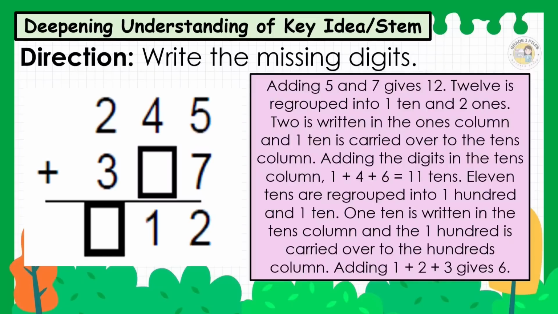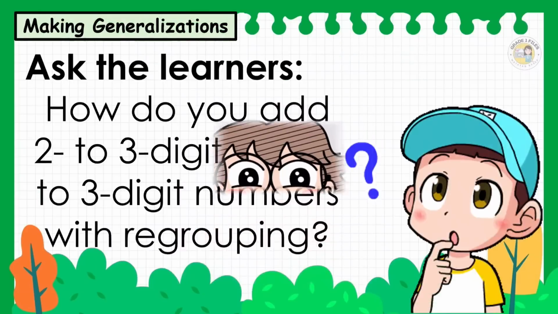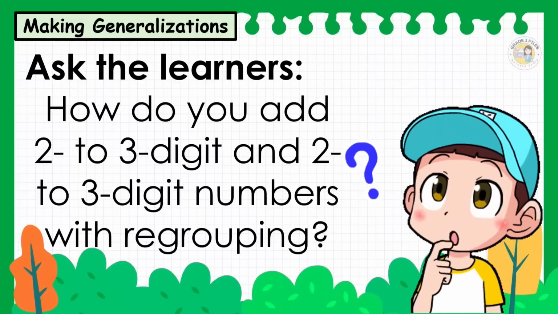Adding 5 and 7 gives 12. 12 is regrouped into 1 ten and 2 ones. 2 is written in the ones column and 1 ten is carried over to the tens column. Adding the digits in the tens column, 1 plus 4 plus 6 is equal to 11 tens. 11 tens are regrouped into 100 and 1 ten. 1 is written in the tens column and the 100 is carried over to the hundreds column. Adding 1 plus 2 plus 3 gives 6. Students, how do you add 2 to 3 digit and 2 to 3 digit numbers with regrouping?